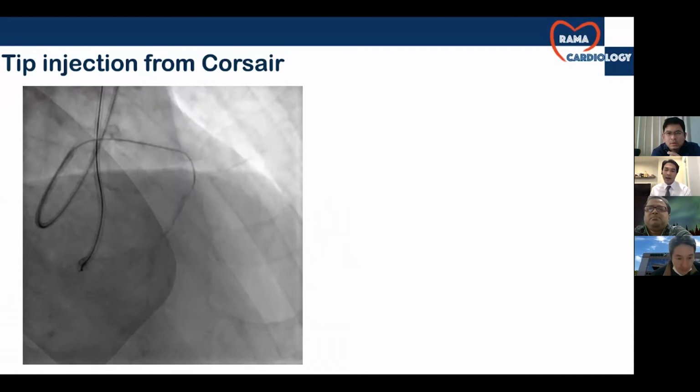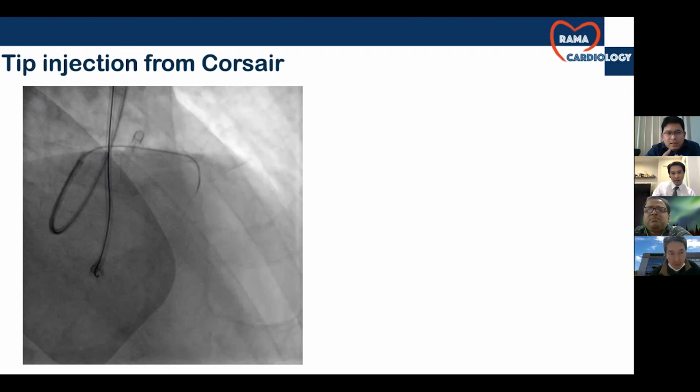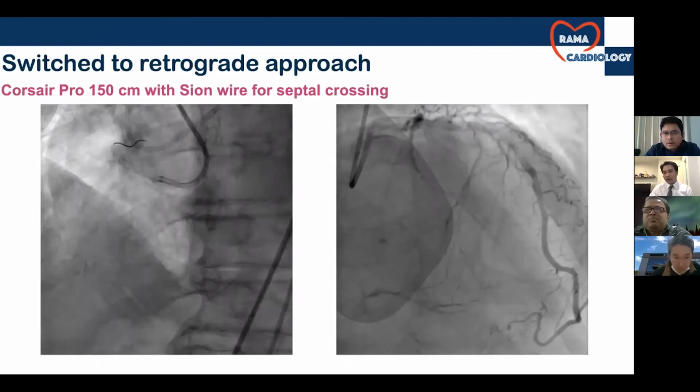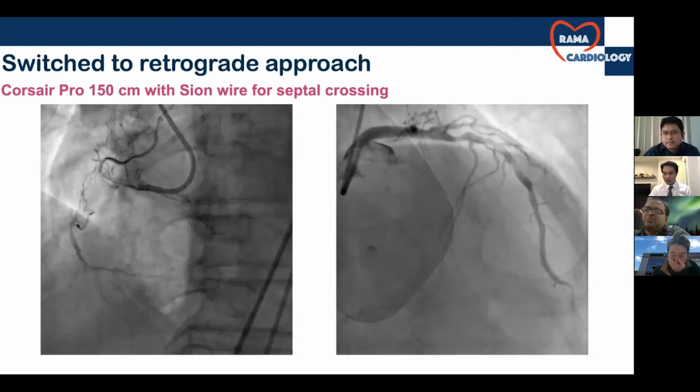Yeah, could you show us without the tip injection? The one with the angio only. First, I want to use the third one. You can see that it looks more straight compared to the first one, and I cannot say why I could not go there.